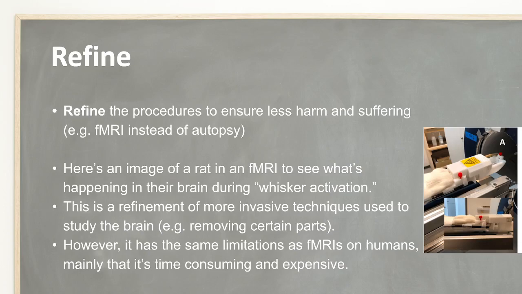The big problem, though, is it has the same limitation as human fMRIs. Mainly it's time consuming, expensive and far more laborious, and you could also argue, is this rat completely devoid of suffering? In order to get it to sit still in an fMRI, you have to anesthetize it. It doesn't look like that much of a pleasant experience for the rat. Regardless, they are the three ways that we try to address the issue: reduce, replace, refine.